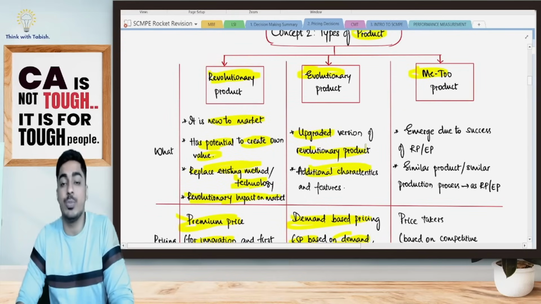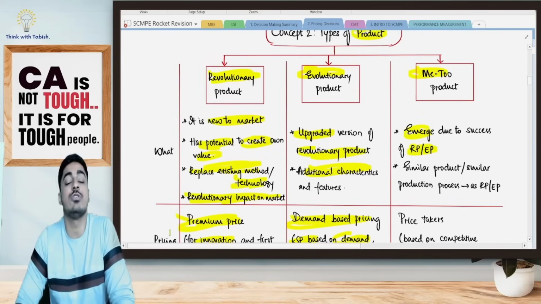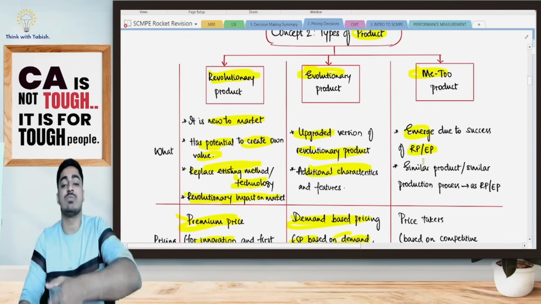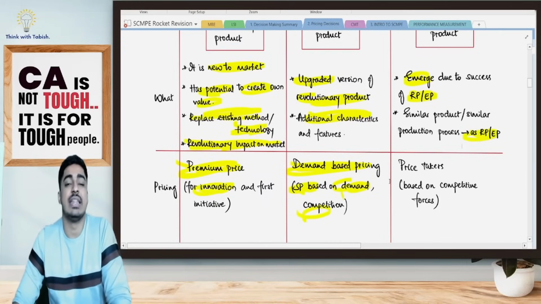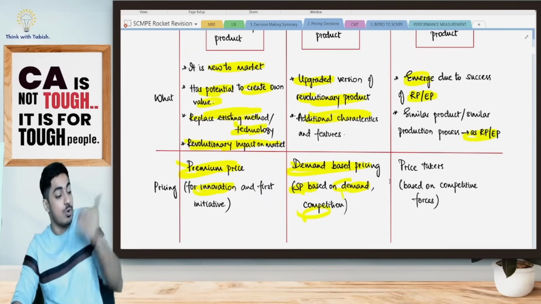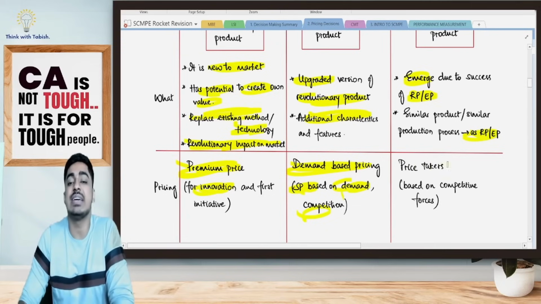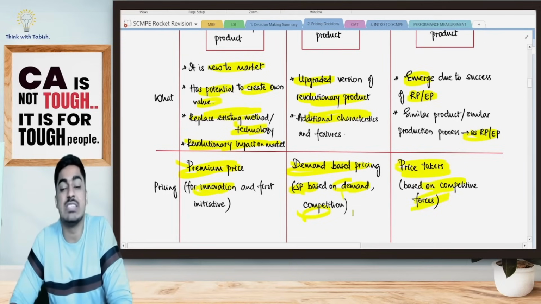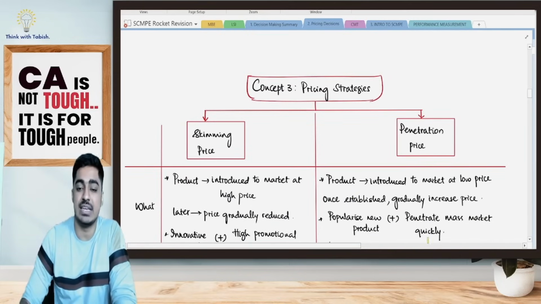Finally, I have my Me Too product. These products have emerged because of the success of my revolutionary as well as evolutionary product. They are similar in production as well as process to my revolutionary and evolutionary product. They are done by using reverse engineering. We'll pick a revolutionary or evolutionary product, see what all components are used. Based on that, we'll be producing these products. These are price takers. They don't have any right to set the selling price. Selling price is already set by the competitive forces of demand and supply. Is it clear, everyone?